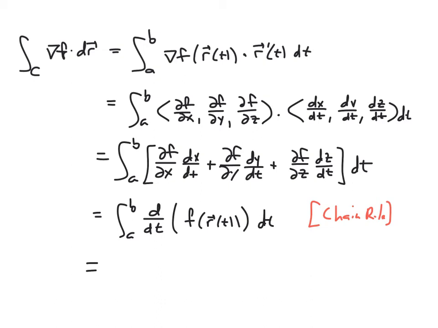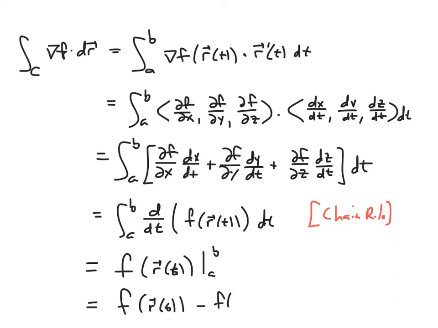Well, that's very easy in this case. The function is a derivative of some function, so we can just take that function itself as our antiderivative. So f of r of t evaluated from a to b. And when we do that, we get f of r of b minus f of r of a, which is exactly what the fundamental theorem of line integrals stated we would have.